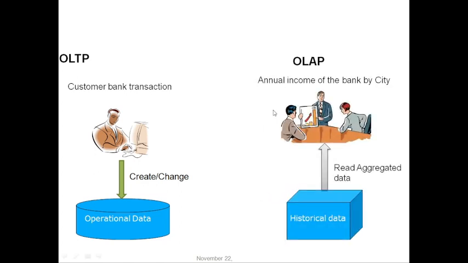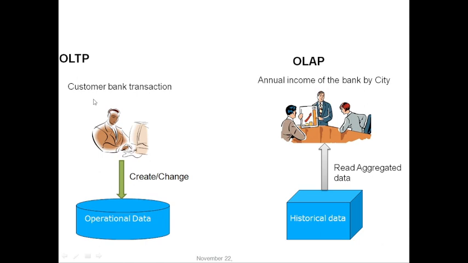So this is the OLAP system. Here we maintain historical data. Here we do only read operations. We don't insert any data or change any data. We just read the data and analyze it. The data which we have in OLAP is historical data, in the sense last 15 years or last 20 years of data, like that.